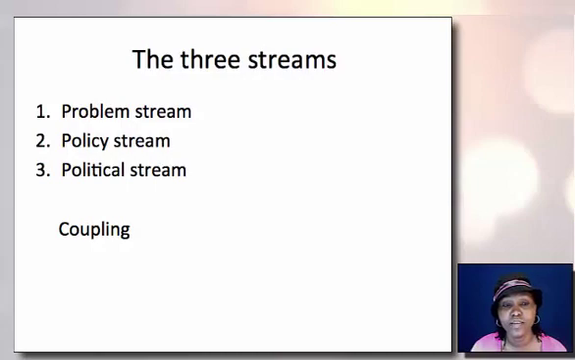So what is an agenda? An agenda is a list of subjects or problems to which government officials and people outside government are paying close attention. This brings us to agenda setting. So what is agenda setting? Agenda setting is a process of deciding which issues are going to be addressed by the government.